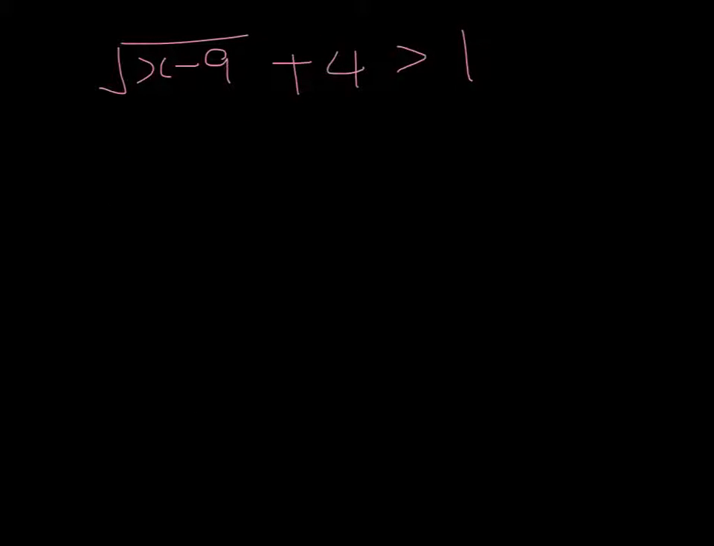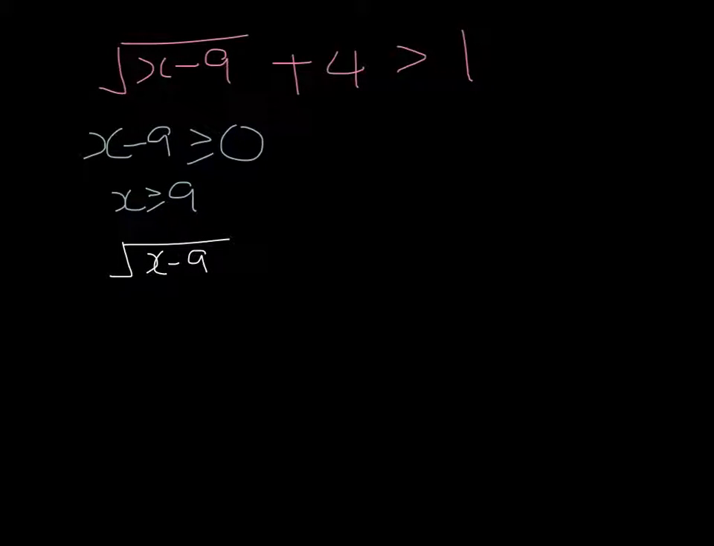The square root of x minus 9 plus 4 is greater than 1. The first thing we have to do is determine the range of numbers for which x minus 9 can be taken the square root of. So we'll say that x minus 9 has to be greater than or equal to 0. x is greater than or equal to 9. And then we can go on to solve the inequality. So we'll subtract 4 from both sides: the square root of x minus 9 is greater than negative 3.